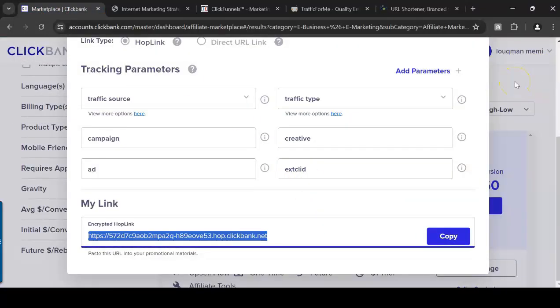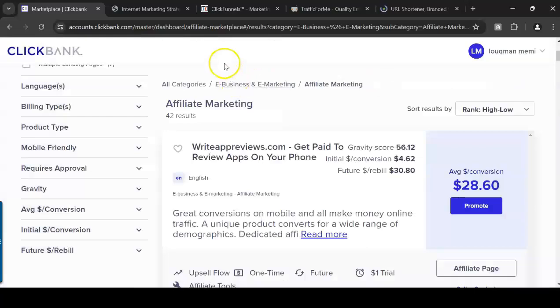Once I've got my product, I need to create a landing page. Now the question is, why can't I just drive traffic directly to this page? You can, but there's a couple of problems. Number one, you're not creating a business. If this product goes down or ClickBank goes down, you're back to zero. Number two, you will get banned from most of the places if you drive direct traffic.